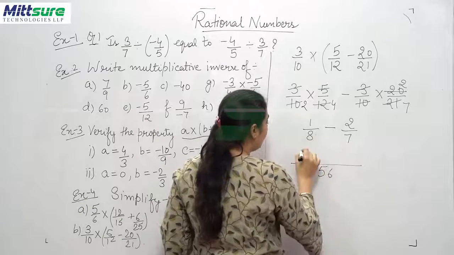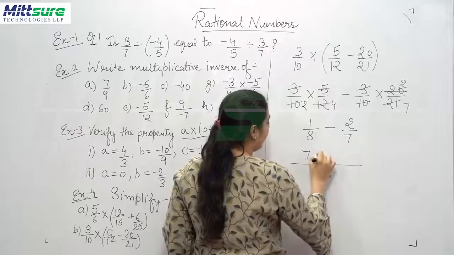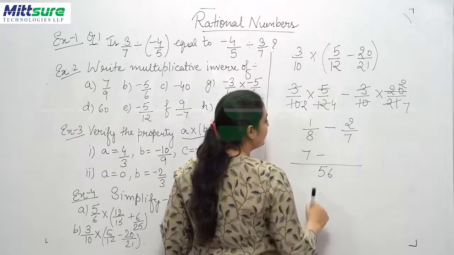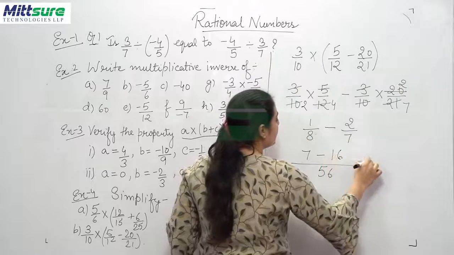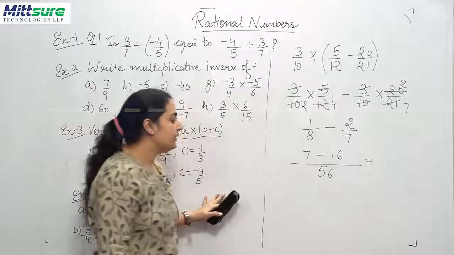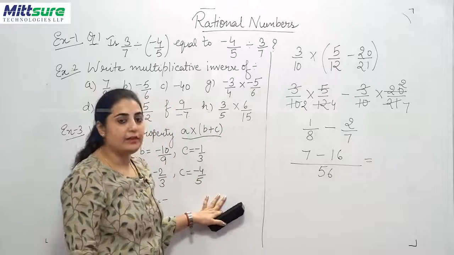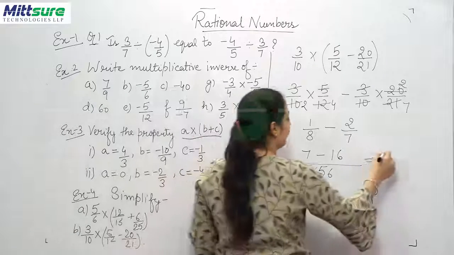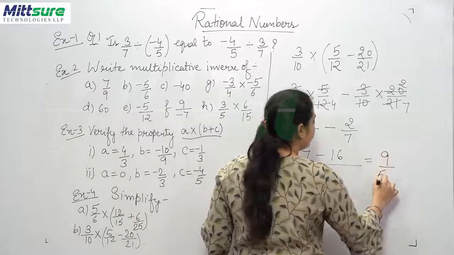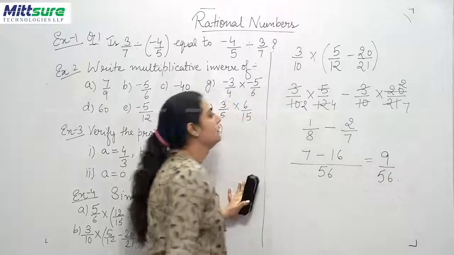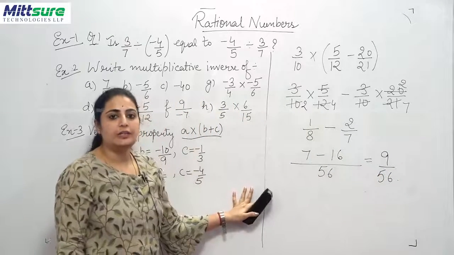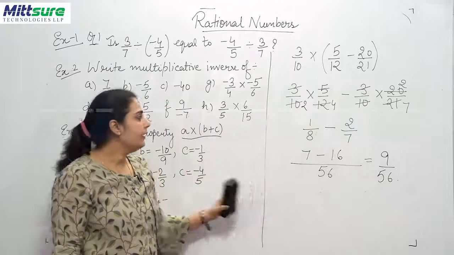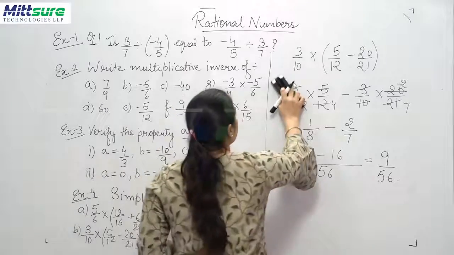It is going to be 7 times and it will be going 8 to the 16 times. So when you subtract 16 minus 7, you will be getting 9 upon 56 as your difference of the two rational numbers. Clear? Now let's come to the next topic.